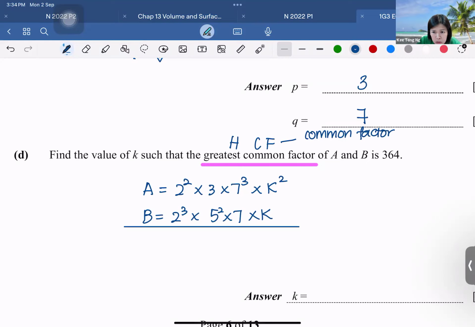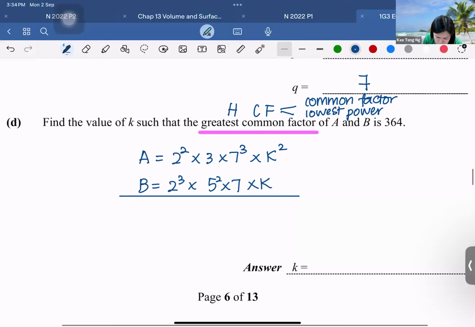What kind of power? Highest power or lowest power? Highest common factor, highest power or lowest power? Hello? Yes, 1 person answered me. Haki, thank you very much. Okay, choose the lowest power. So choose whatever that is common.